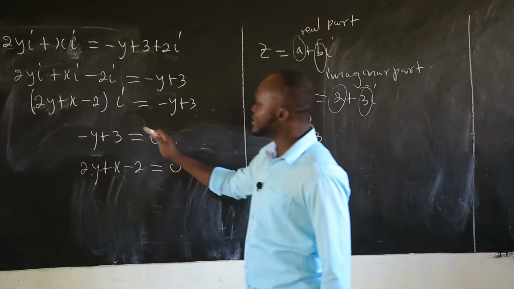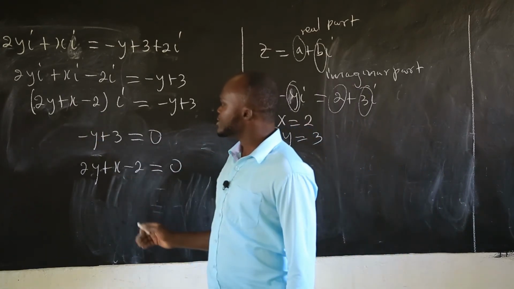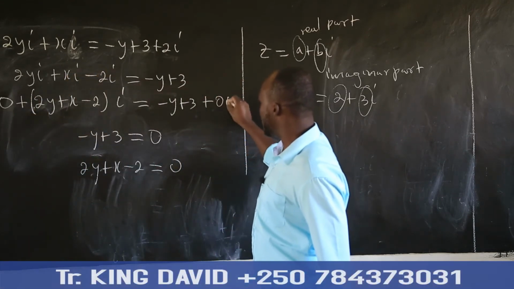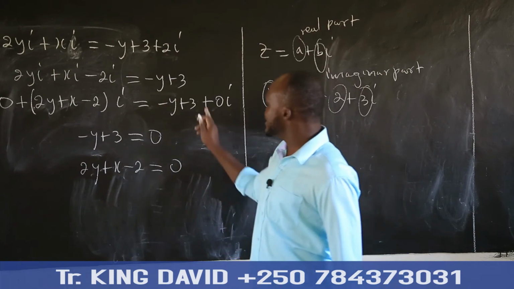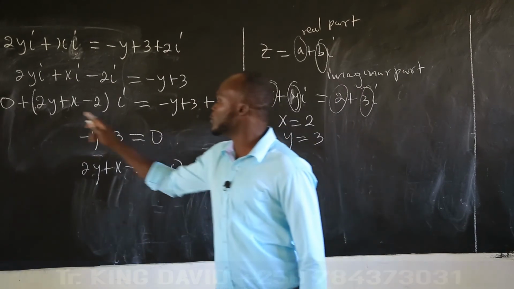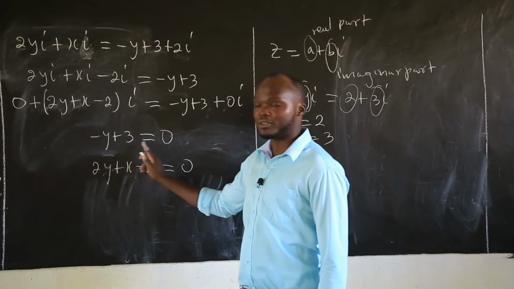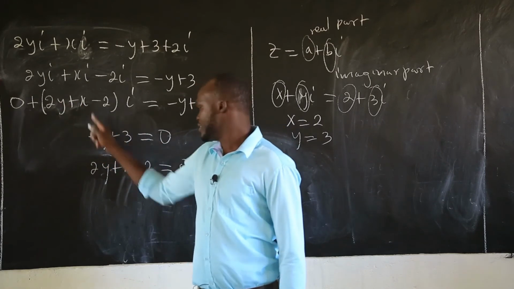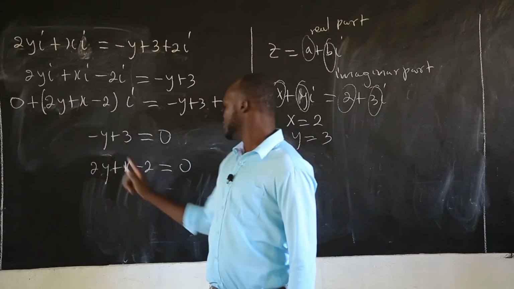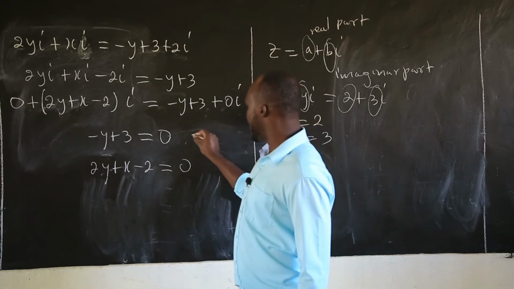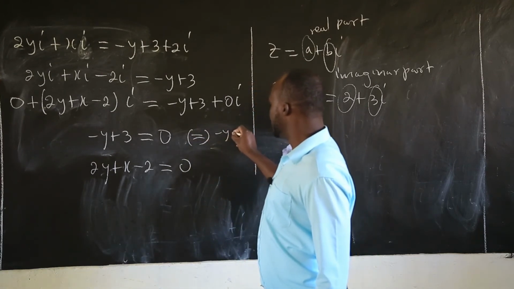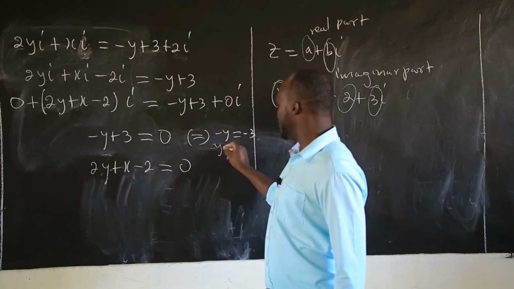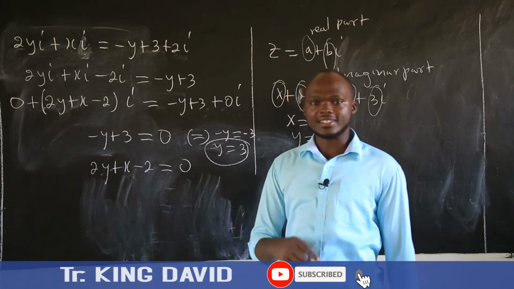So also here, I'm going to use equality of complex numbers. My real part here is 0, and my imaginary part here is 0. So this real part will be equal to 0. That's why I have negative y plus 3 equal to 0. My imaginary part here is 0, which will be equal to the imaginary part of this side. That's why I have 2y plus x minus 2 equal to 0. So from here, negative y equal to negative 3. So y equal to what? To 3. So the value of y is 3.